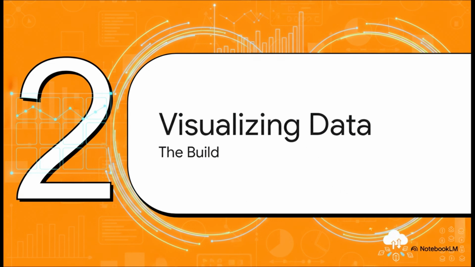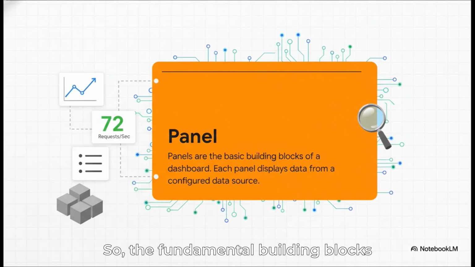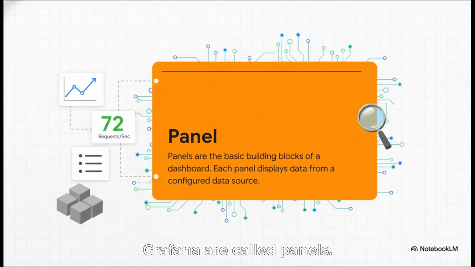Let's get to building. So, the fundamental building blocks of any dashboard in Grafana are called panels. Just think of each panel as a little window into your data. It could be a graph, a big number, a list of logs, and each one is tied to one of the data sources we just set up. We're going to add 3 different kinds.